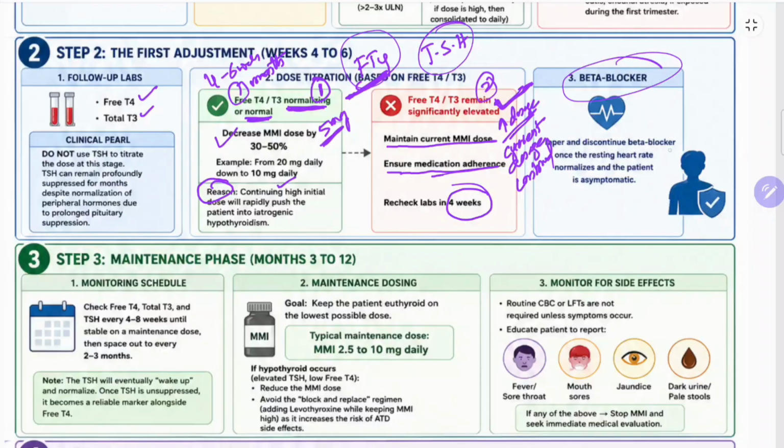Now, if the TSH is normalizing or normalized, then discontinue the beta blocker step by step, because if you discontinue abruptly, then there will be a withdrawal syndrome because of these beta blockers. Then you should taper gradually when the resting heart rate normalizes and the patient becomes asymptomatic. Come to the maintenance phase. So after 3 months, okay, again check free T4, TSH levels. One important word is, I said this one, the TSH will eventually wake up and normalize. Once TSH is unsuppressed, it becomes a reliable marker alongside free T4.